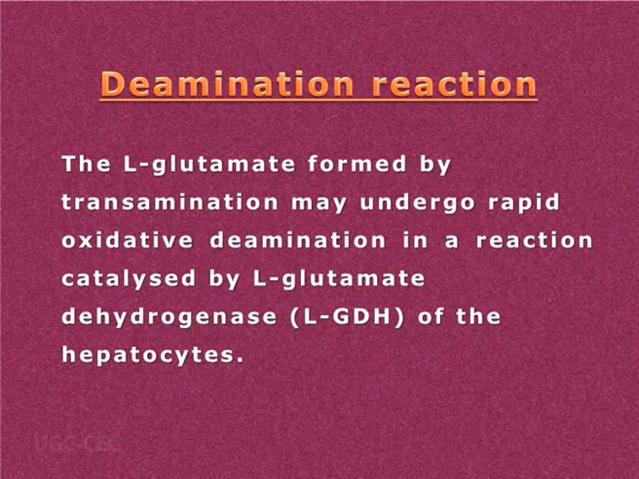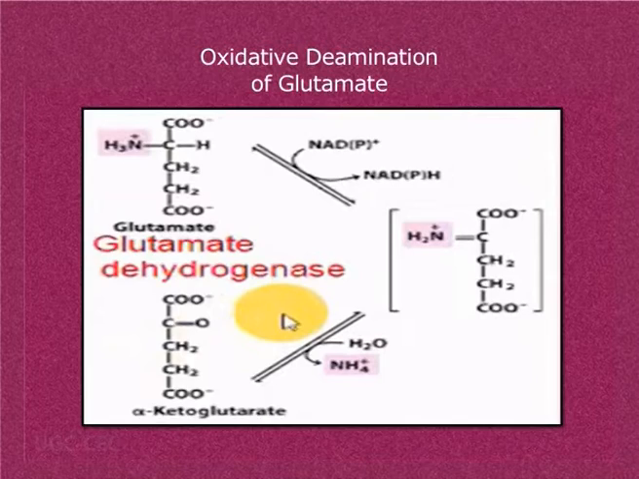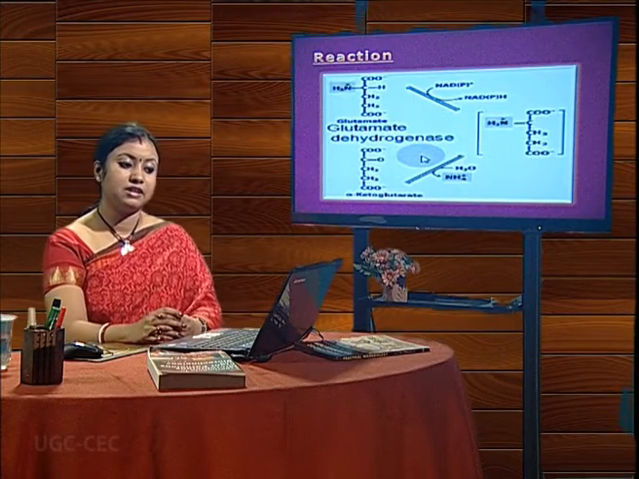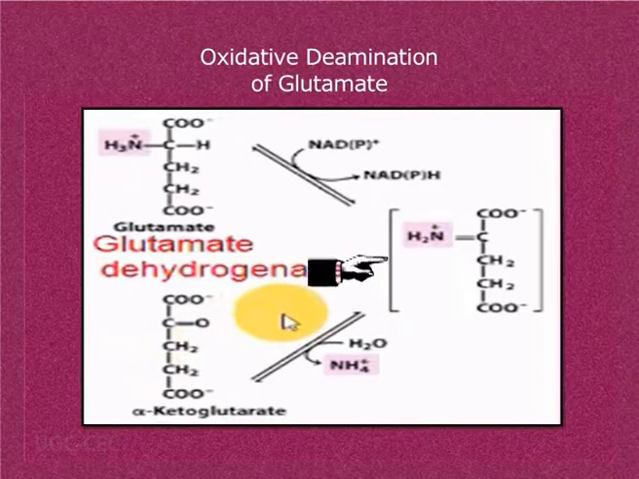Now after glutamate is formed through various transamination reactions, it is oxidatively deaminated to alpha ketoglutarate, and the enzyme present is L-glutamate dehydrogenase. The coenzyme required by this enzyme is either NAD+ or NADP+. This reaction, as we can see in this diagram, occurs through an unstable intermediate. The first step is the dehydrogenation and the second step is the hydrolysis of the Schiff base linkage. The enzyme catalyzing this reaction is glutamate dehydrogenase.